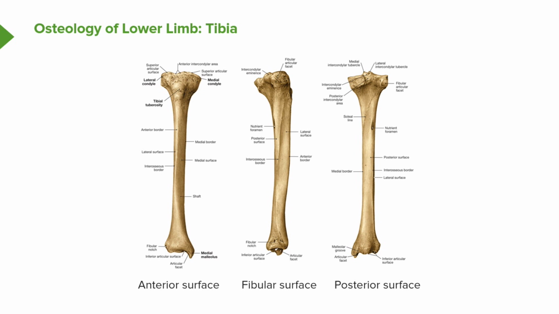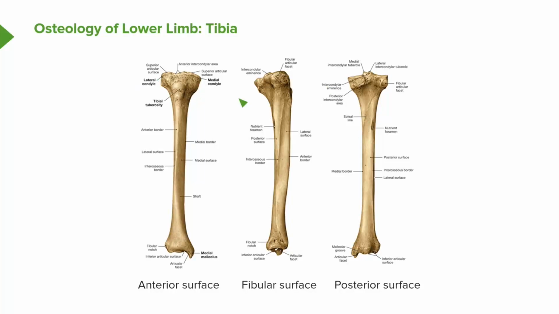Here we can see we have anterior and posterior surfaces of the tibia. We can see we've got the medial malleolus here. And on the posterior surface, we can still see the medial malleolus forming the ankle joint. And we have a fibular surface. And this is the surface that you would see if you were standing where the fibula was.